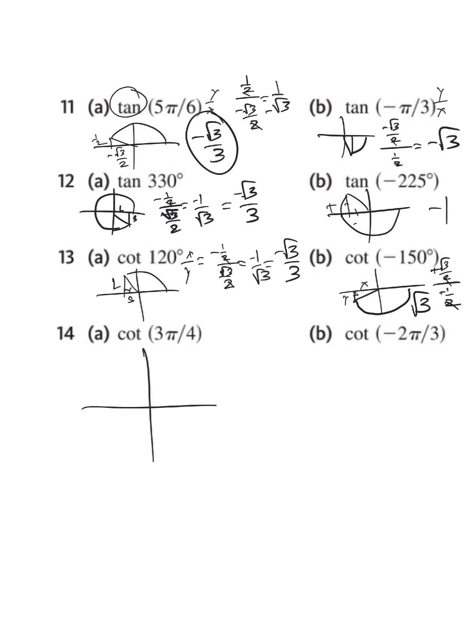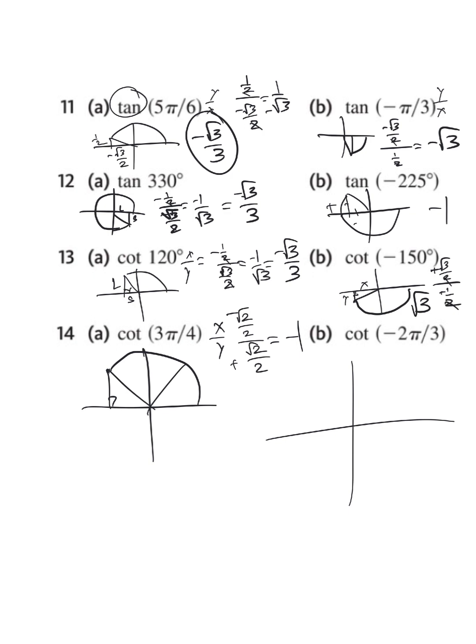3 pi over 4, so 1, 3. 3 pi over 4, so we have a pi over 4 reference. Cotangent again is x over y. And at pi over 4, they're the same. Just to remind you what they are, square root 2 over 2 and square root 2 over 2. But x is negative and y is positive, so this is negative 1 for your answer.